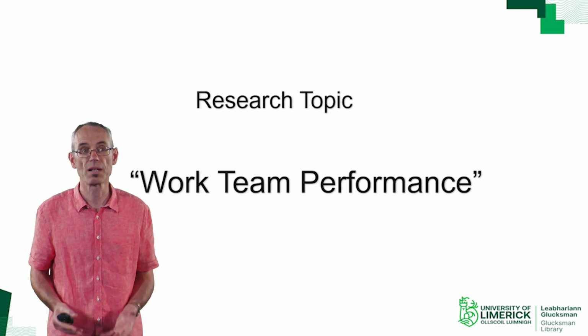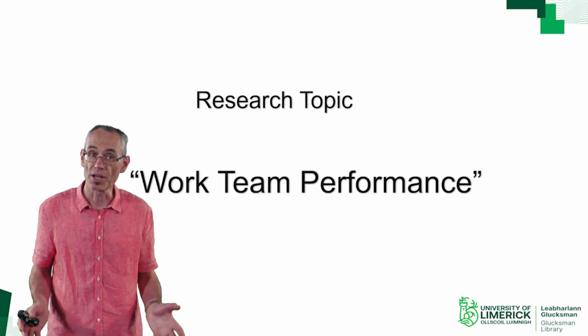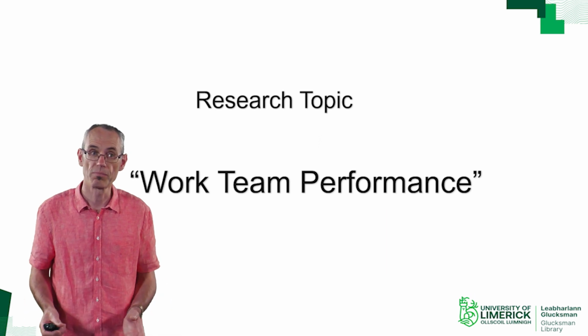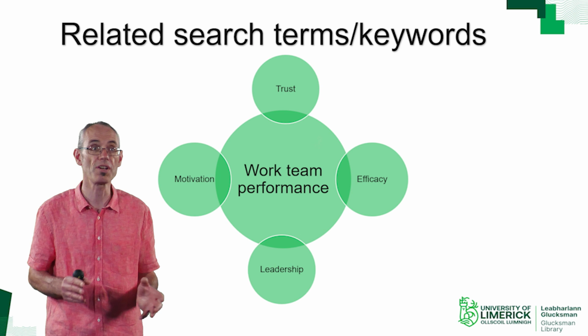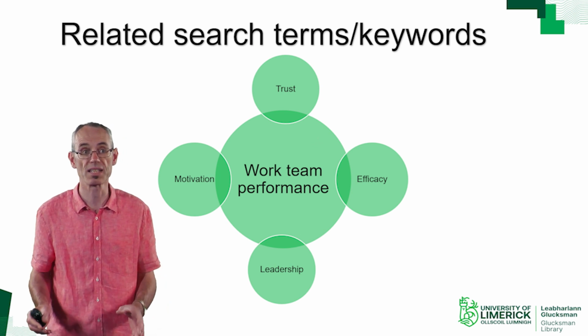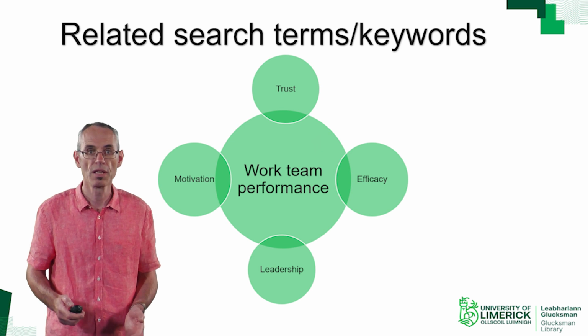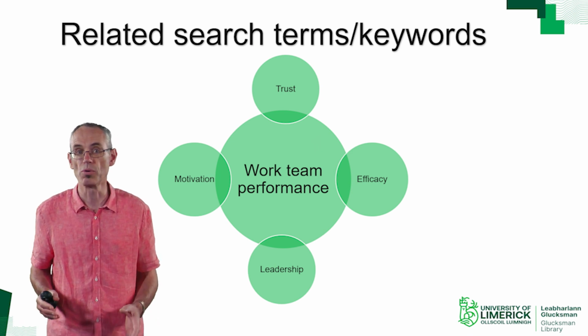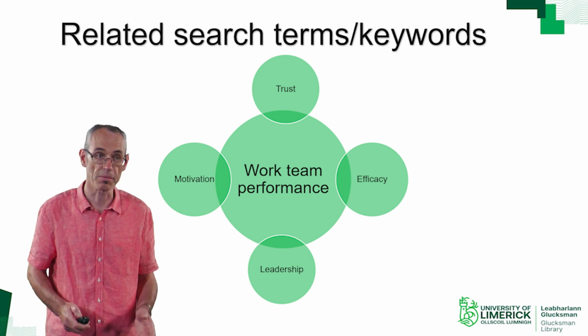Now, if we look at our research topic, work team performance, in terms of keywords, the topic's too broad at the moment, so we need to narrow it down. So we do this by brainstorming it in terms of related keywords. So for example, we have trust, efficacy, leadership, and motivation. And using a combination of these keywords will lead to fewer results, but more relevant ones when searching a database.